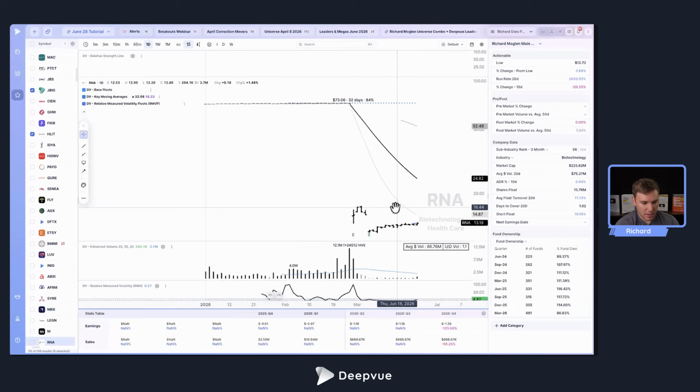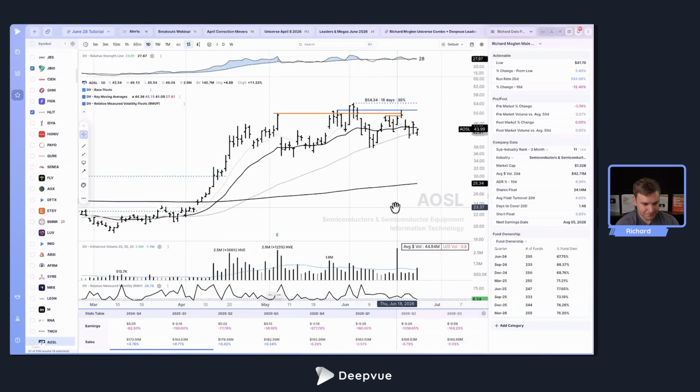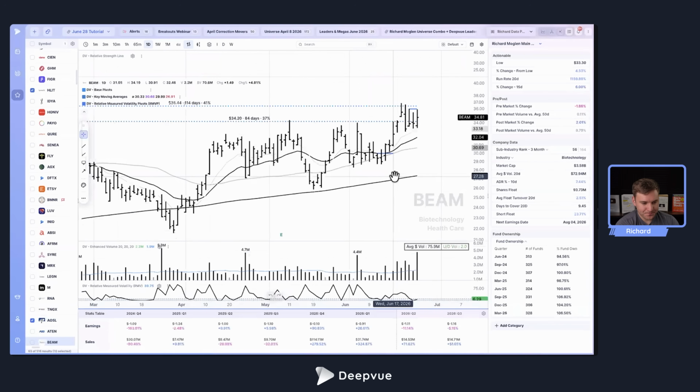All right. I'm going to go relatively fast through these. AOSL, I would like to see it tighten up a little bit more. It's within a basing pattern. We'll add it for now, but we'll probably keep it off.